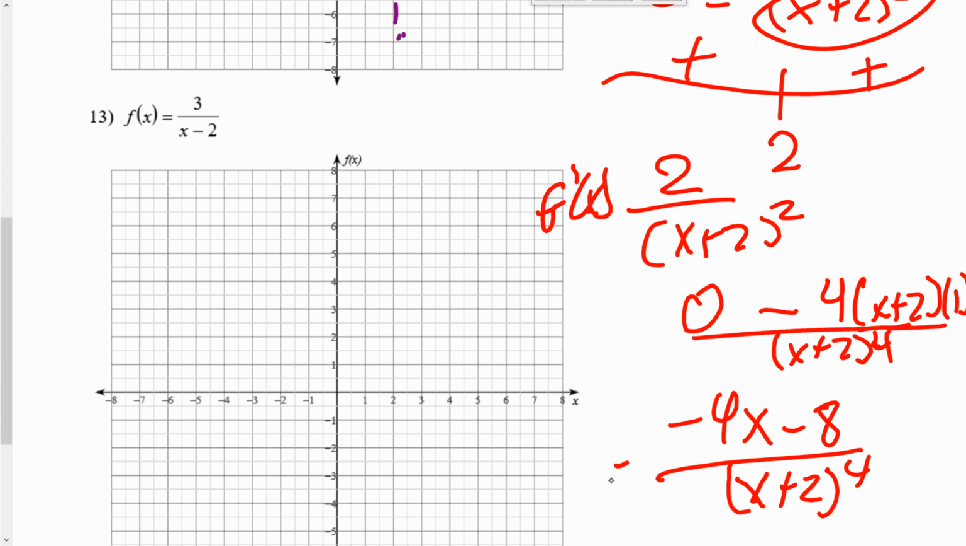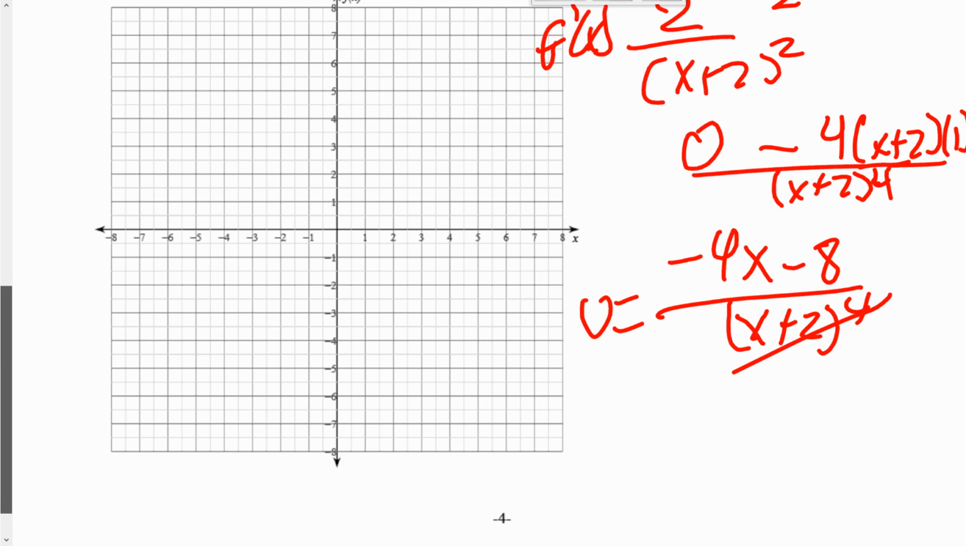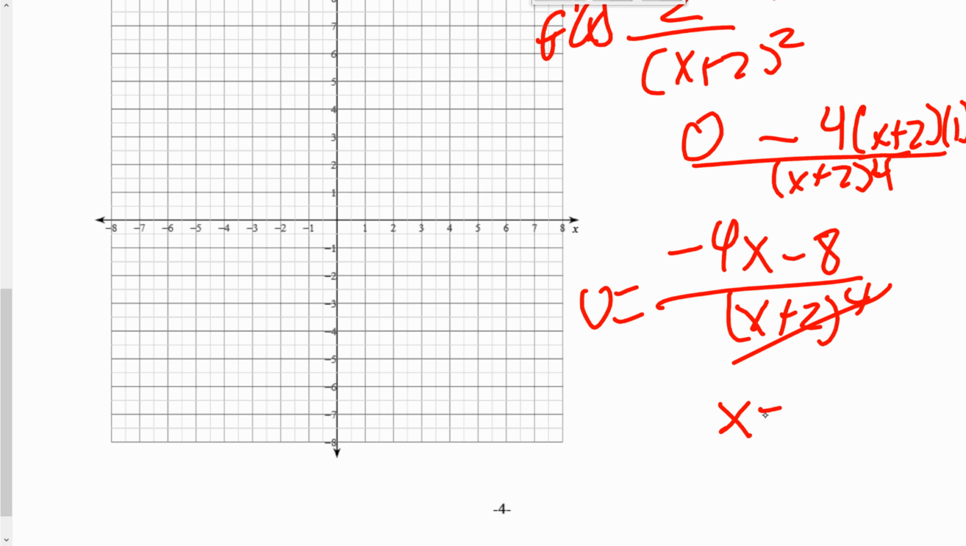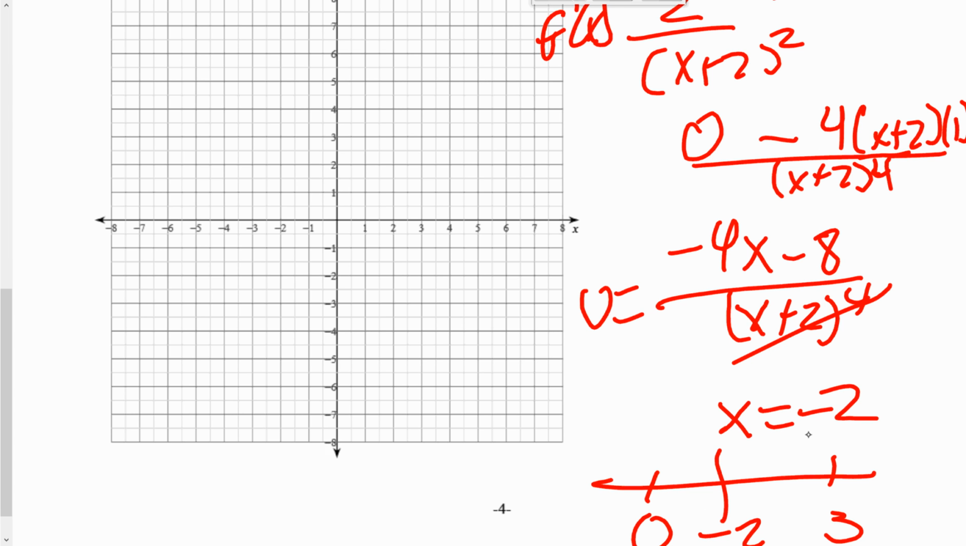Okay, so then I set that equal to 0. I don't really care about the bottom because when I multiply both sides, it will go away. So I'm just looking where the top is 0. So x equals negative 2 makes the second derivative 0. So put that on a number line. This is going to find concave up and concave down. So I can plug in values on either side and test those, to see if I have concave up or concave down.